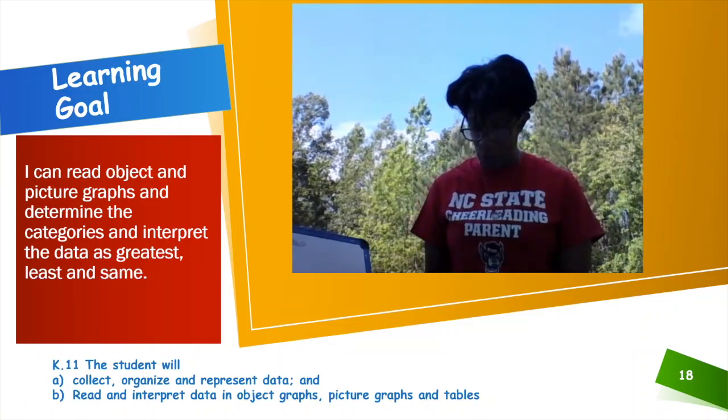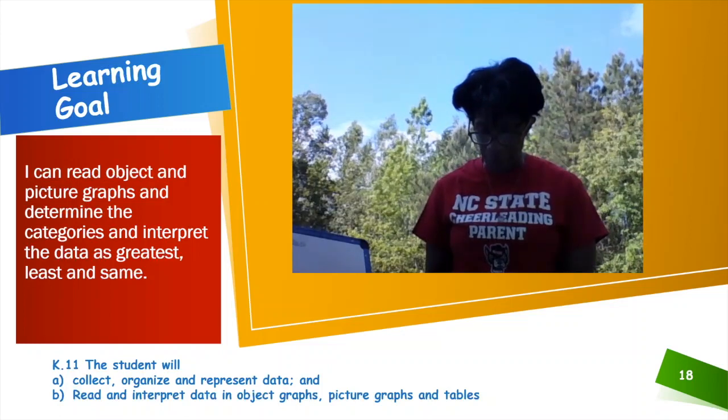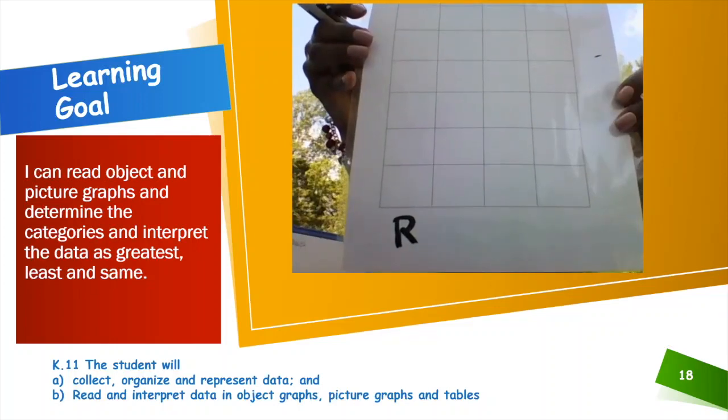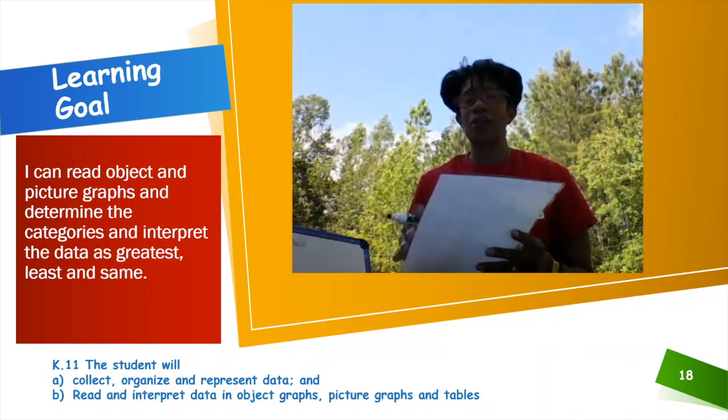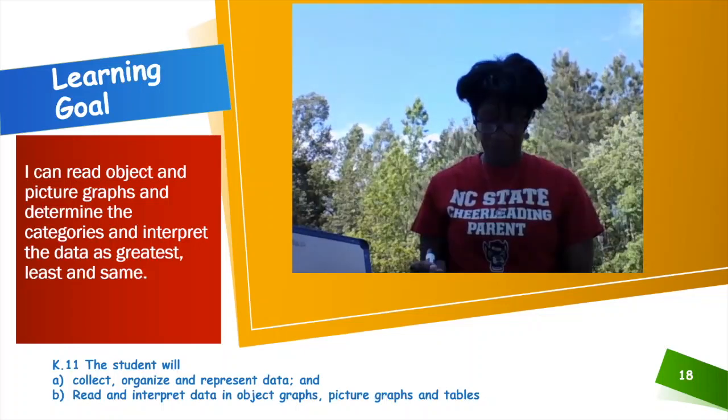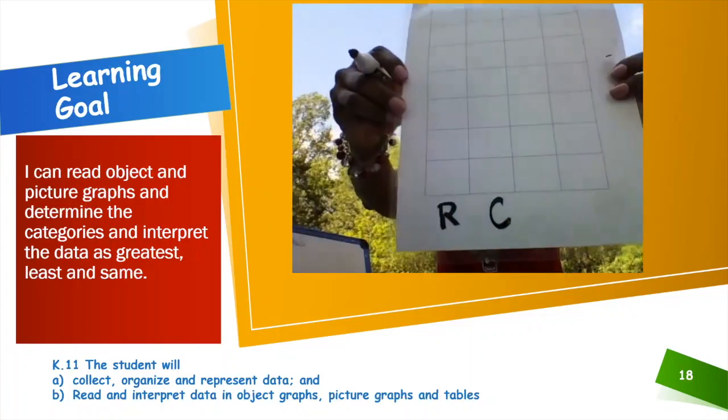So let's say we put the rooster down. I'm just going to put an R right here for rooster. You see how I have that R on my paper? And then what was another animal we saw? Cats. So I'm going to put a C for my cats.